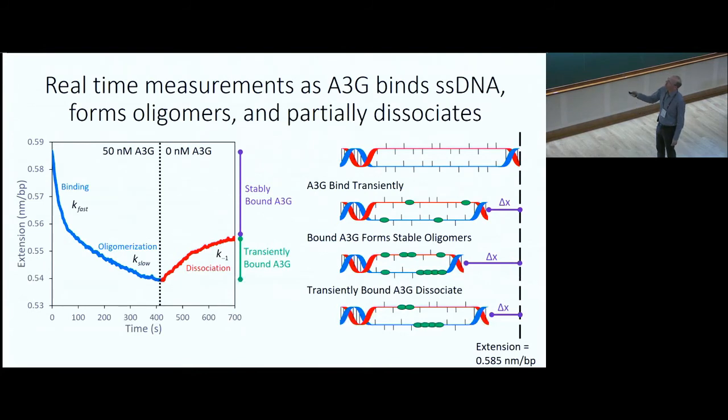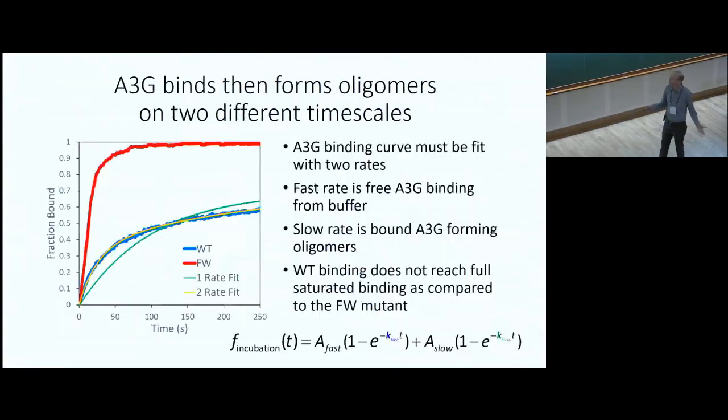So what's happening is you start off with your template of single-stranded DNA. You have A3G binding. After it binds, it starts to form these oligomers. And then when we let it dissociate, not all of it dissociates because some oligomers stay bound. That's our hypothesis, but you have to do a quantitative analysis to show this.